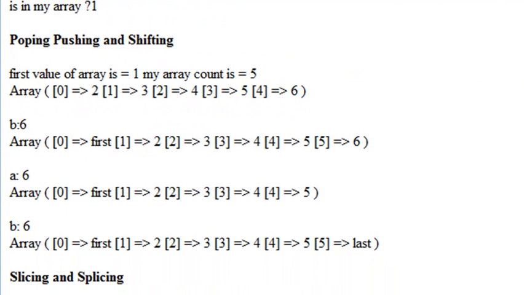So what I did in the first part is I shifted the first value off the array, so it no longer exists. One is gone, but now you start with two. The next one pushed the value first, which is a string, onto the array using unshift. In the third, I popped off the last value of the array. And then the final one, I pushed a value onto the end of the array. So the final array has the values first, two, three, four, five, and last.